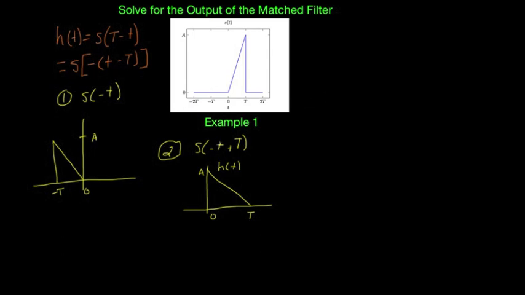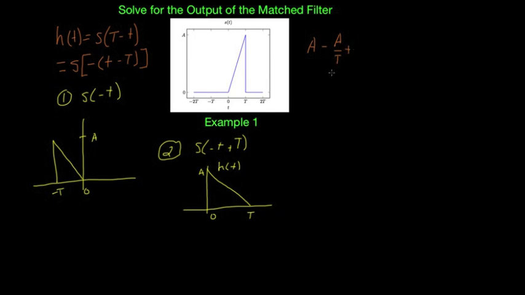Now to determine the impulse response h of t in terms of unit steps, we follow the very same logic that we used for finding the equation for s of t. We started out by finding what the function is of this line. If we find the slope and plug it into the equation of a line formula, we would find that the function is equal to a minus a over capital T times t.